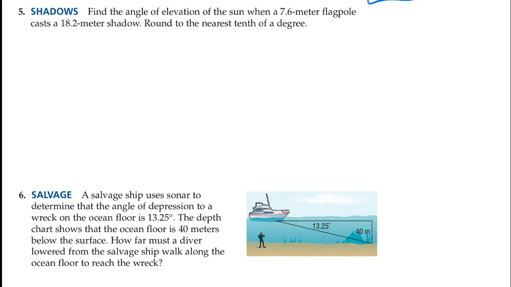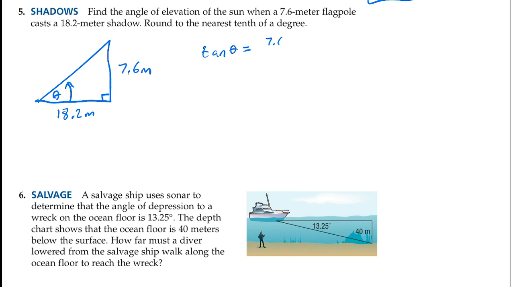Find the angle of elevation of the sun when a 7.6 meter flagpole casts an 18.2 meter shadow. So again, we have an angle here. Right? That's the angle of elevation, the angle up from the horizontal. So again, we have the tangent of theta equals 7.6 over 18.2. So theta is equal to the inverse tangent or arctan. Those are the same operation, just 2 different ways to write the same operation.